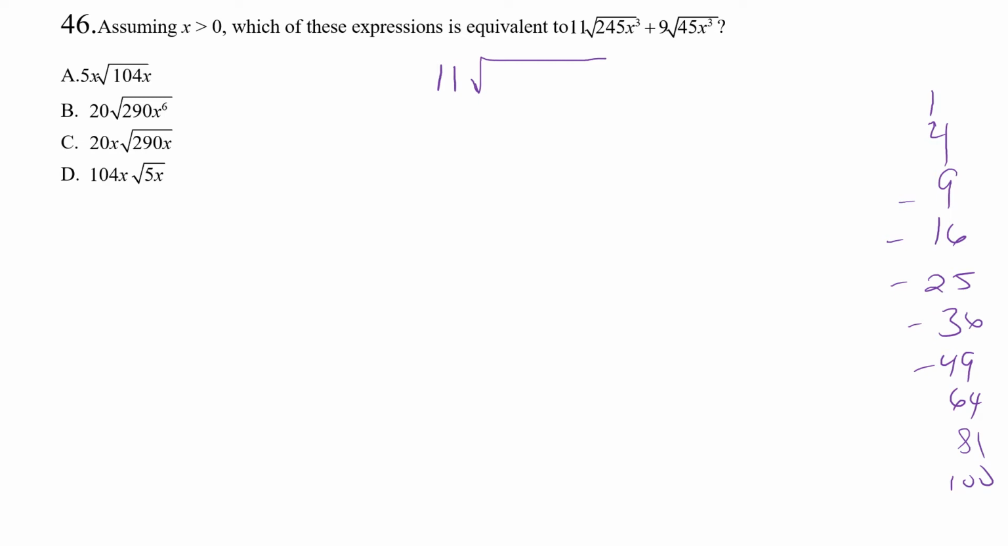And if I divide 245 by 49, I get 5. So 49 times 5 will give me 245. So I could break up 245 into 49 times 5.